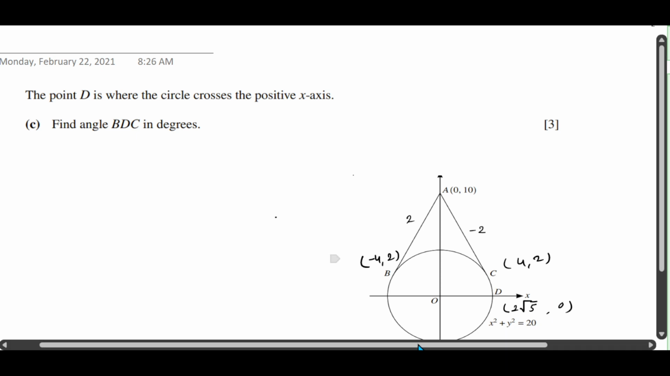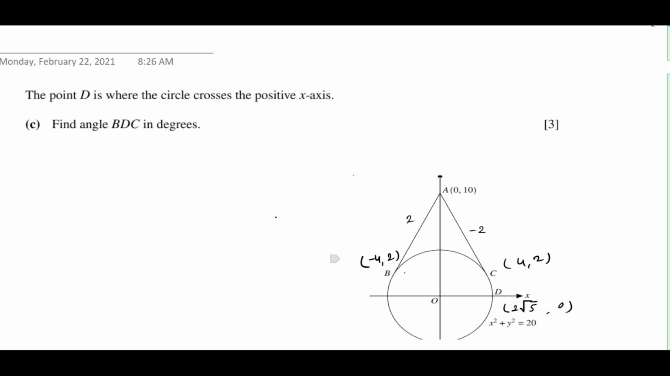You have to find angle BDC. So where is B? B is here. This is the point B. D is here and C is here. I have to find this particular angle BDC. So now I know all the coordinates. As I know the coordinates, I can find out the lengths, and I can use the cosine rule to find this. Is there any other way that I can use? Let me think a little bit.